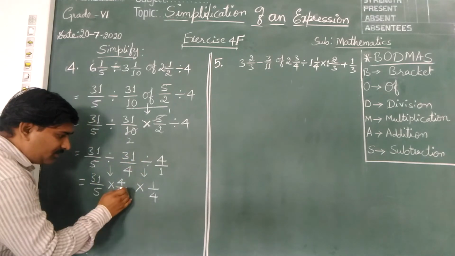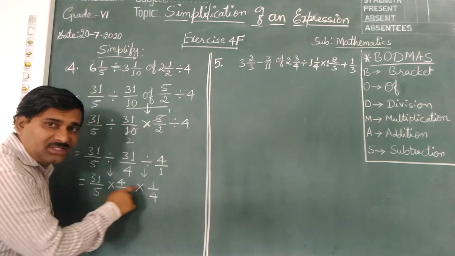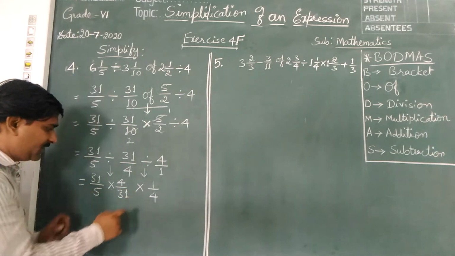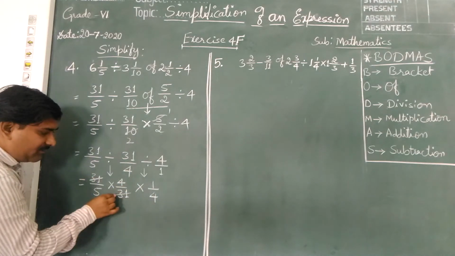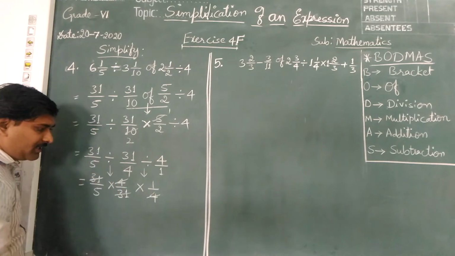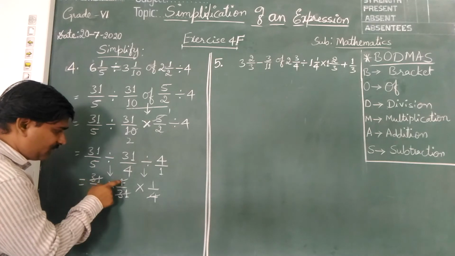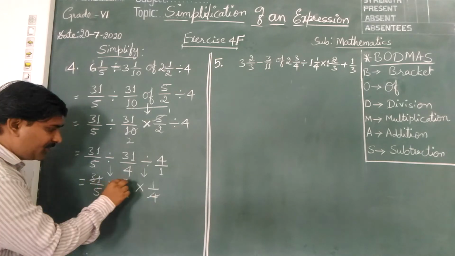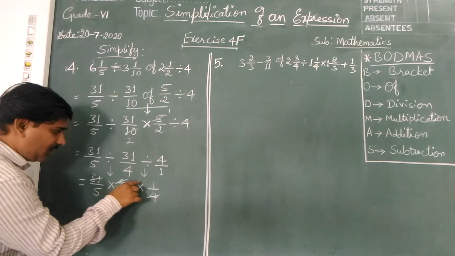See, all 3 fractions, we have to find the product of all 3 fractions because there is a multiplication sign. So 31 will get cancelled. 4 and 4 will get cancelled, isn't it? 31 ones are 31, 4 ones are 4. So the number left in the numerator is 1 into 1, 1 one is 1.